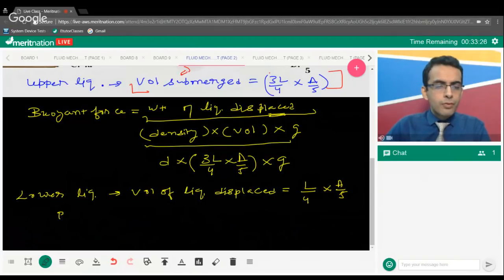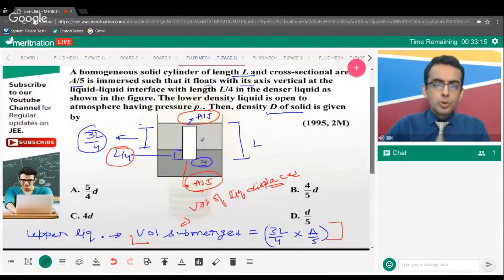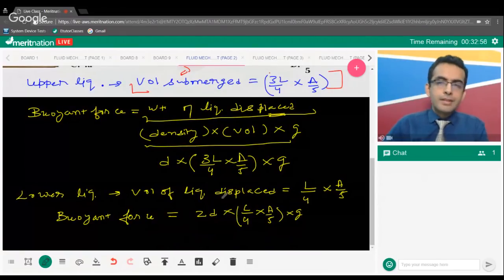So buoyant force is equal to, now what's the density of that? Density is given as 2D. So 2D is the density. So buoyant force is equal to 2D multiplied by L by 4 into A by 5 into small g. This is the buoyant force by the lower liquid.